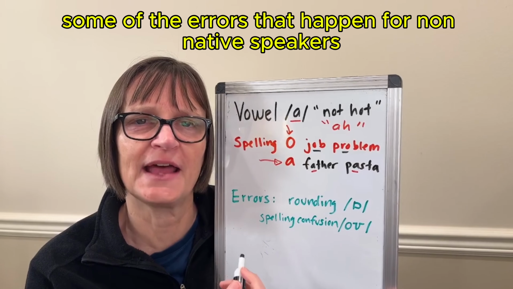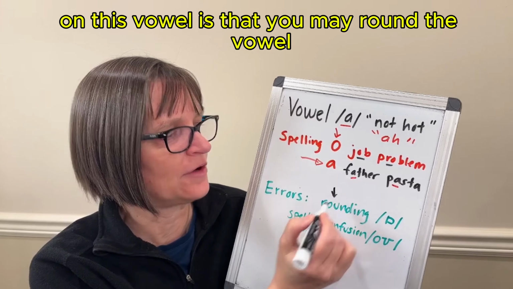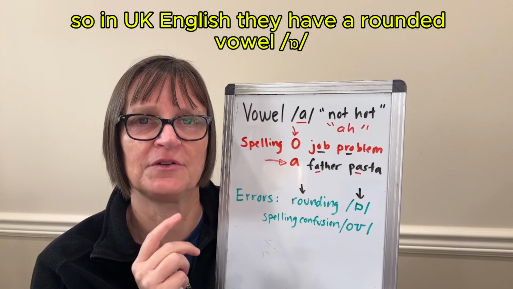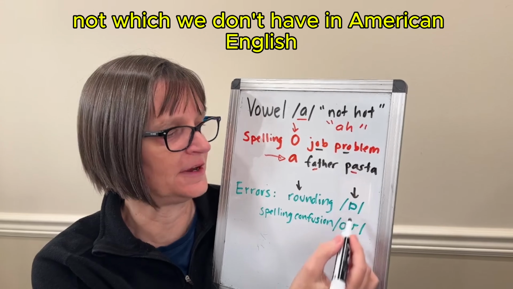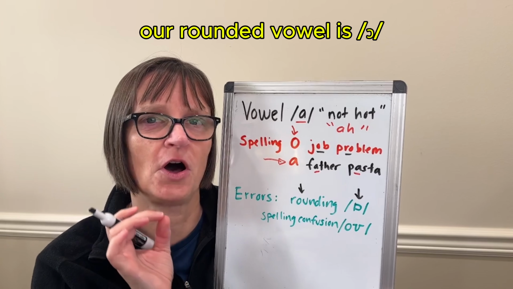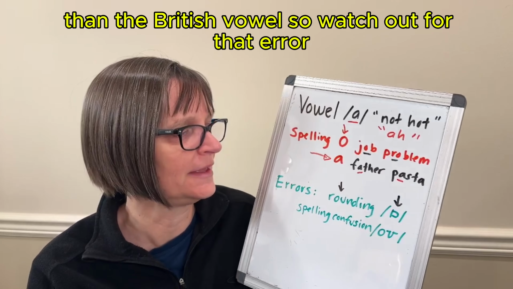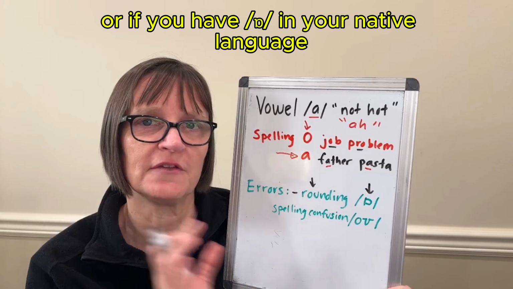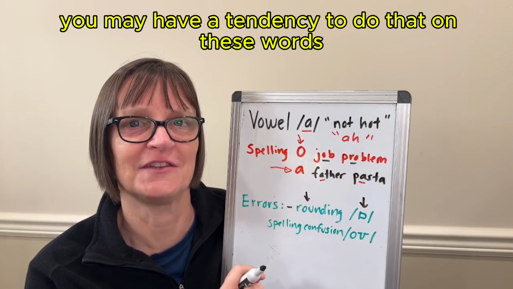Some of the errors that happen for non-native speakers on this vowel is that you may round the vowel. So in UK English, they have a rounded vowel, no, which we don't have in American English. We don't use this vowel. We don't have any rounding. Our rounded vowel is ah, which is a little bit more closed and forward than the British vowel. So watch out for that error if you learned British English, or if you have that rounded vowel in your native language, you may have a tendency to do that on these words.